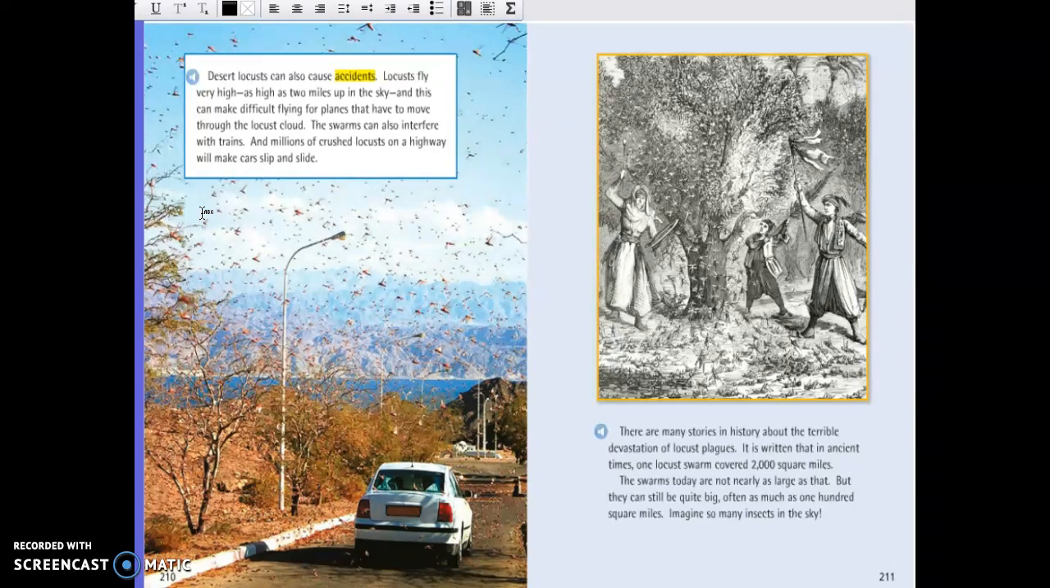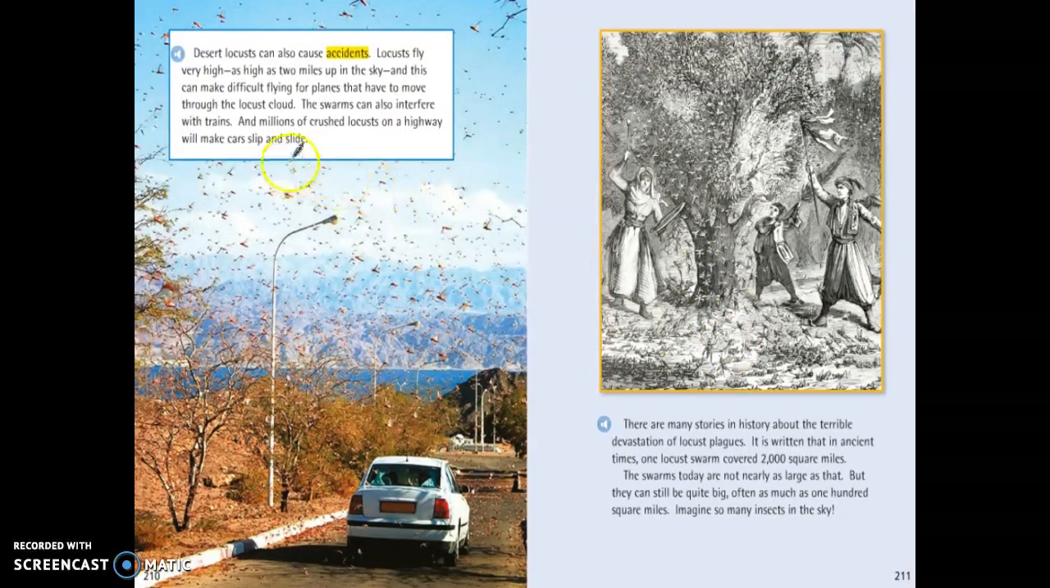Desert locusts also cause accidents. Locusts fly as high as 2 miles up in the sky. And this can make it difficult for flying planes that have to move through the locust cloud. The swarms can also interfere with trains, and millions of crushed locusts on the highway will make cars slip and slide. So, like in the video, let's look at our details.